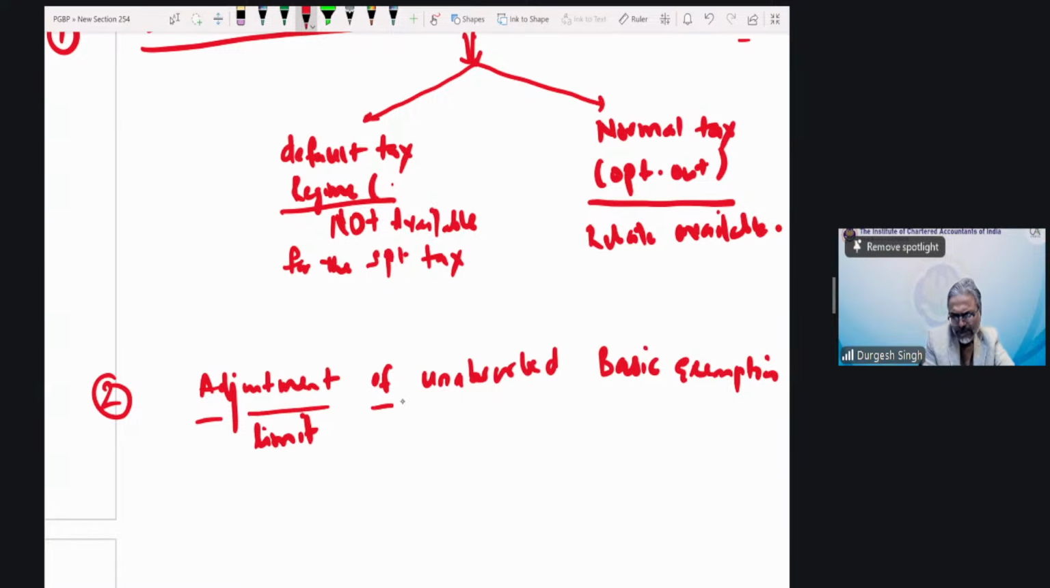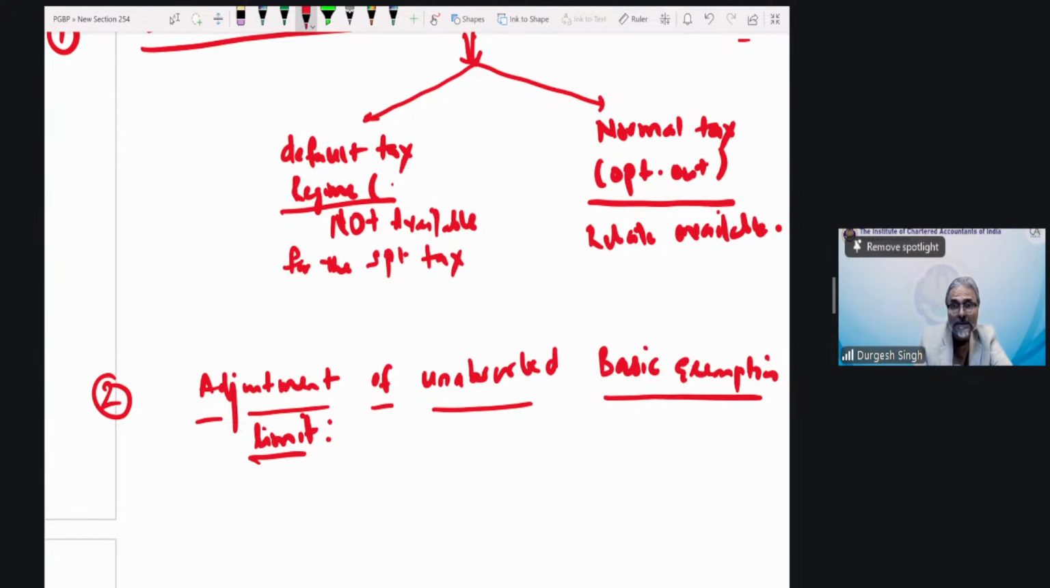Students, are you aware of the surcharge part? There is a limit of surcharge on capital gains and dividend. Yes, very good. So that note I'm not giving to you; I think that is already covered in the earlier class. So just stick to this particular part now. Adjustment of unabsorbed basic exemption limit, students.